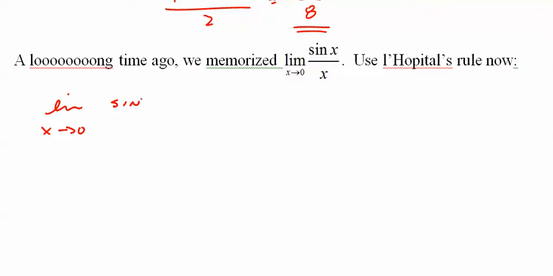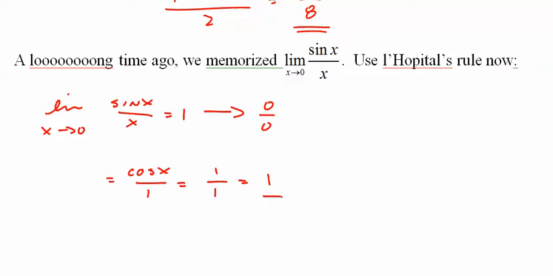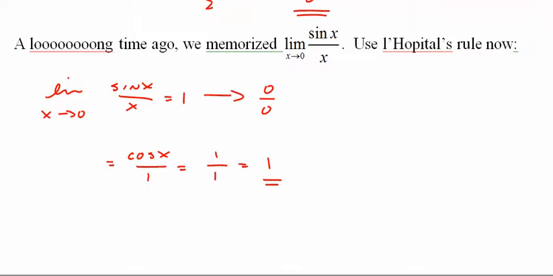The limit of sine of x over x equals 1. Well, let's do it the L'Hopital way. Sine of 0 is 0 over 0. Hey, we can use it. Derivative of sine of x equals cosine of x over 1 equals 1 over 1, 1. Just practice using L'Hopital's rule.